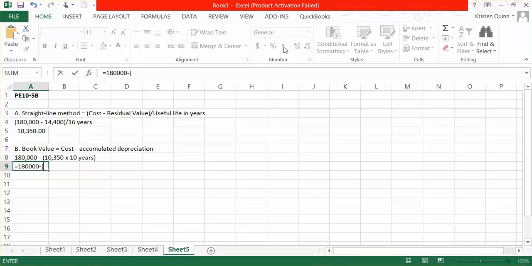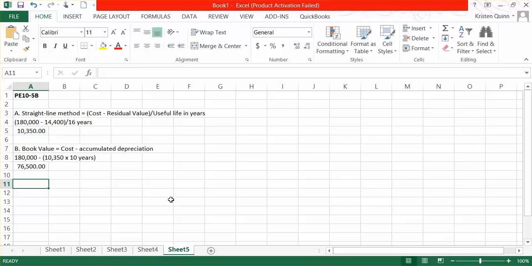So again, we take the $180,000 in initial cost, and we're going to subtract away the $10,350 times 10 to get our accumulated depreciation. So at the end of 10 years, the book value of our asset is $76,500.